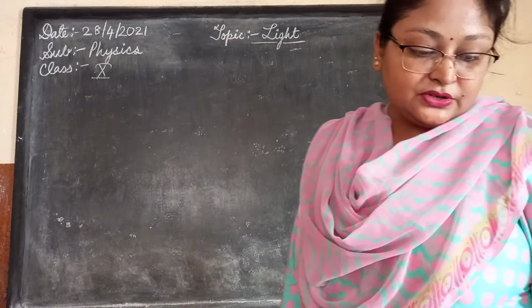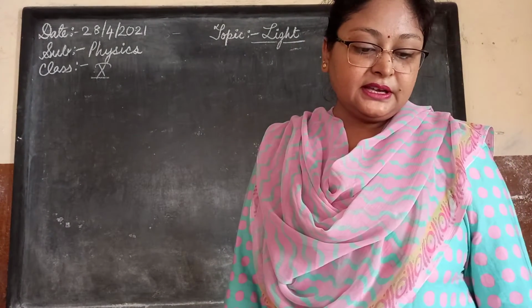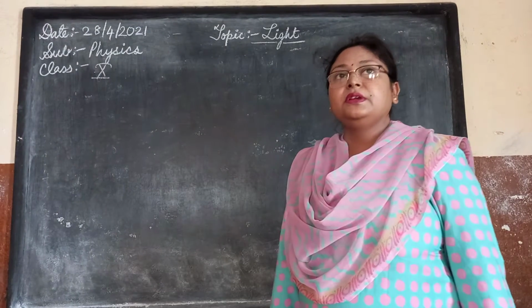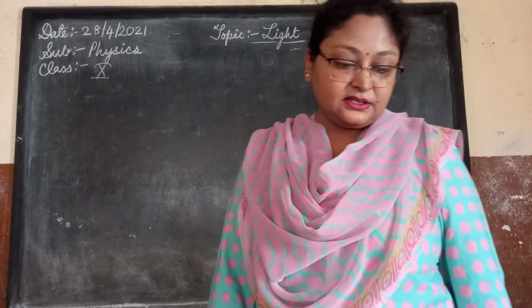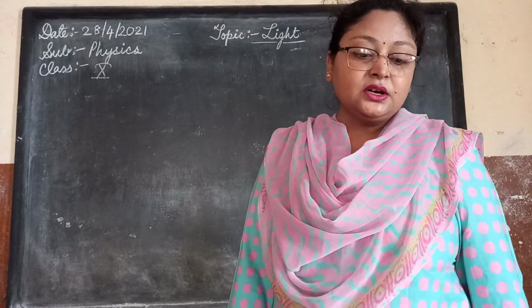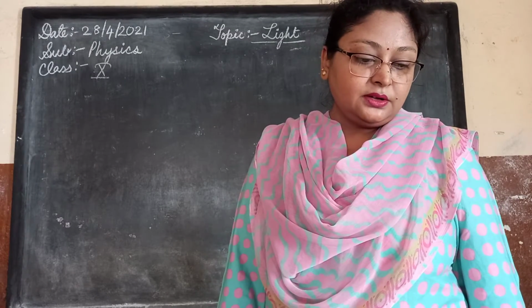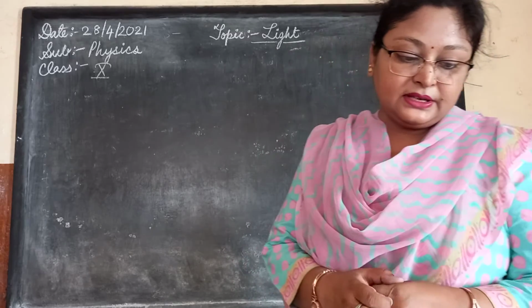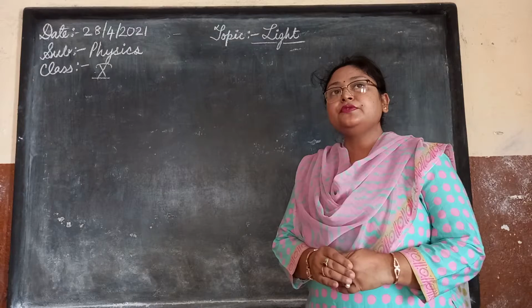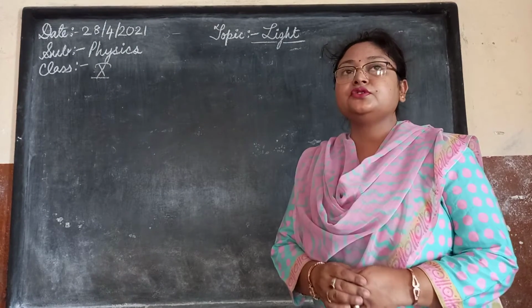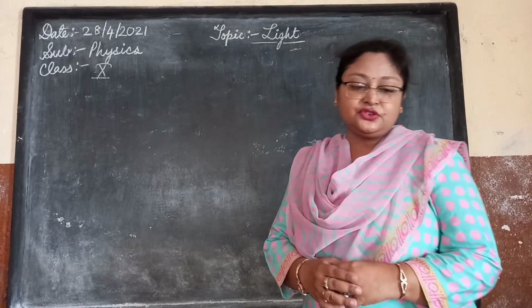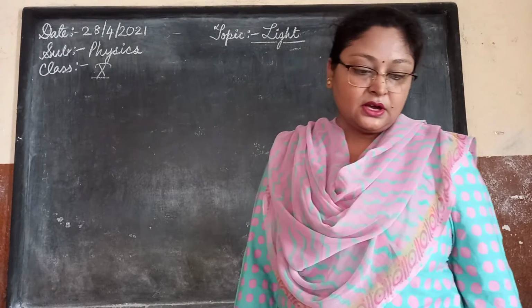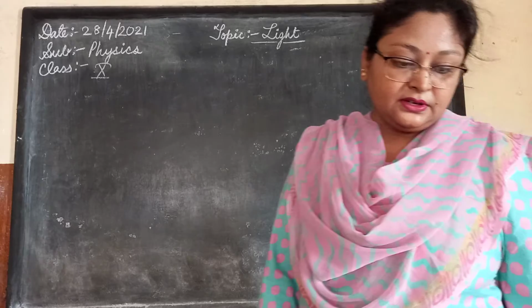So first, the first question is: define the principal focus of the concave mirror. The principal focus is a point from where the object is being placed with reference to the concave mirror. The radius of curvature of the spherical mirror is 20 cm and we need to find its focal length. We know that focal length is half the radius of curvature, so dividing by 2 we get 10 centimeters, which is the focal length of the mirror.